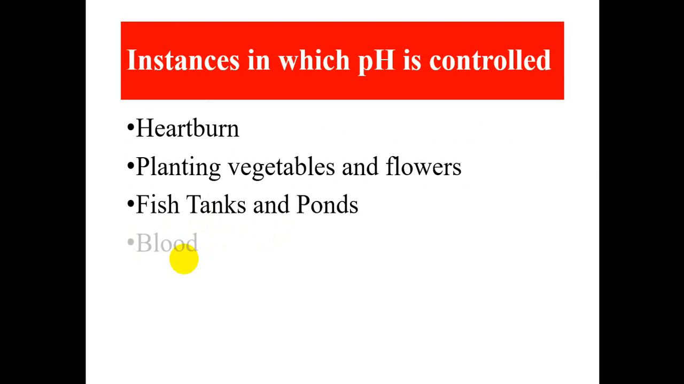Instances in which pH is controlled. It's very important that we control pH. Take heartburn, for those who have ulcers. Whenever they are there, they will feel some burning sensations in their chest area, meaning that there is some acid reflux, a flow back of acid from their stomach into their esophagus. So they feel these acid burns.